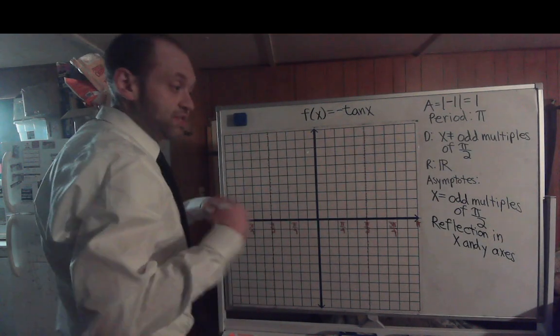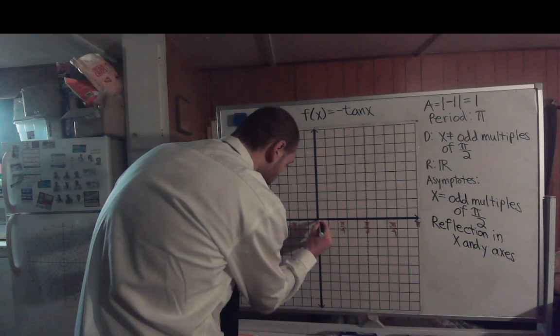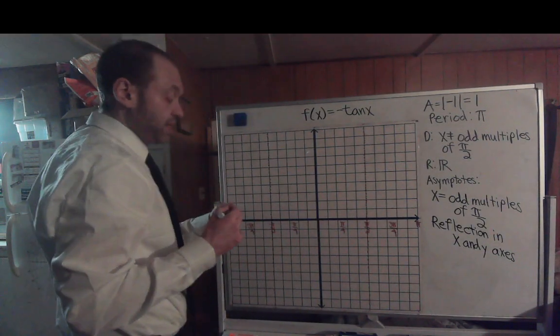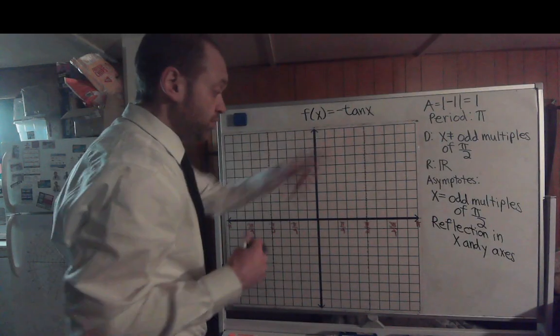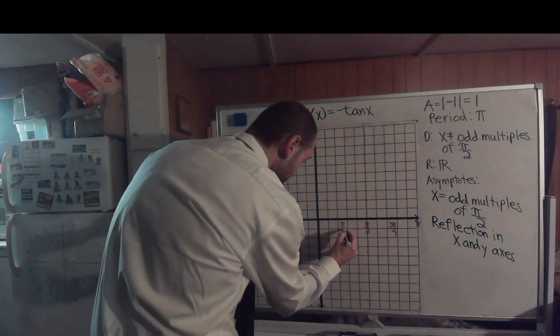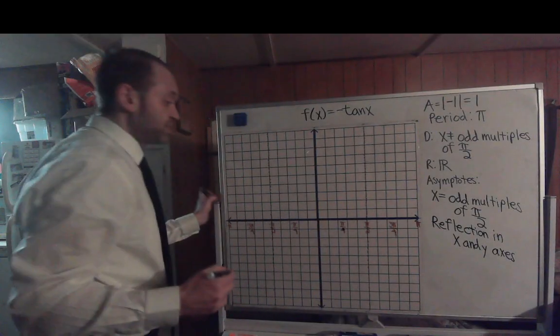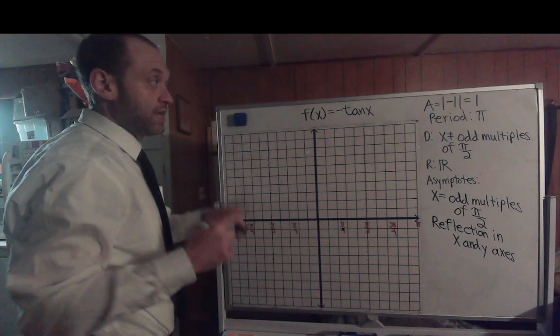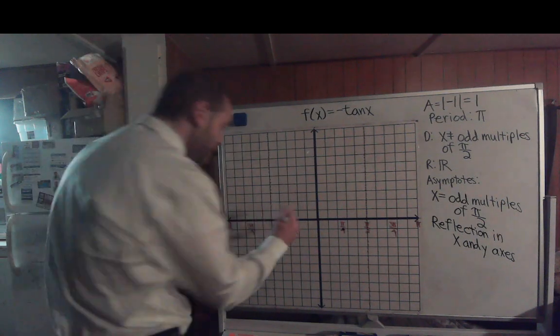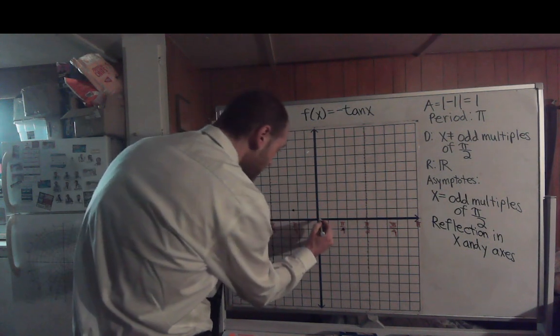Alright, so let's start at the tangent of 0. Tangent of 0 is just 0. That's an easy one. How about the tangent of pi over 4? That's normally 1, but with that negative sign, that would actually make it negative 1. How about the tangent of negative pi over 4? That's normally negative 1, but if you negate that, you'll get positive 1.